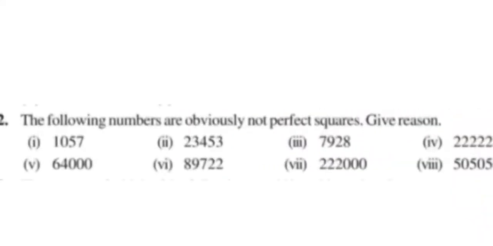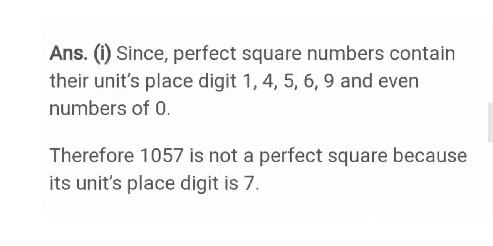It means if the zeros are even in number like 2, 4, 6, 8 zeros, these types of numbers are perfect squares. And if the zeros are odd in number like 1 zero, 3 zeros, that type of numbers are not perfect squares. So see the first one, 1057. You can see here the unit place digit is 7. And as I told you, the units digit should be 0, 1, 5, 6 or 9. Here the unit digit is 7, so it cannot be a perfect square.